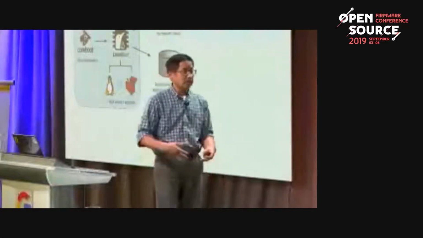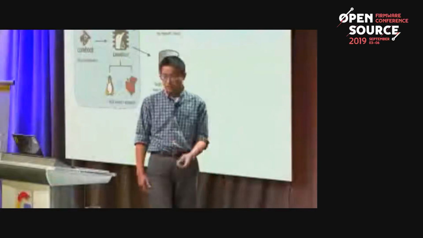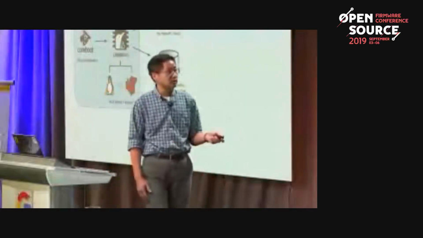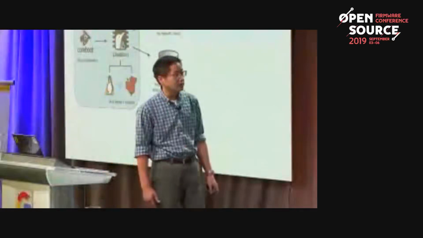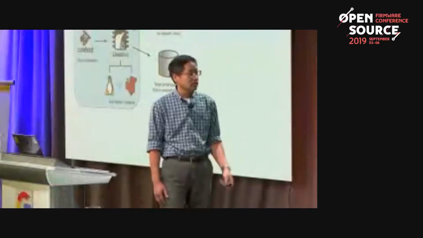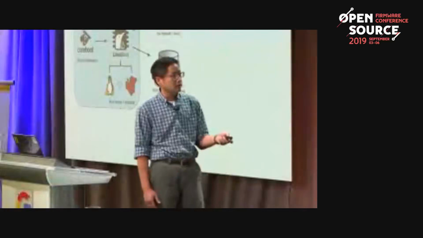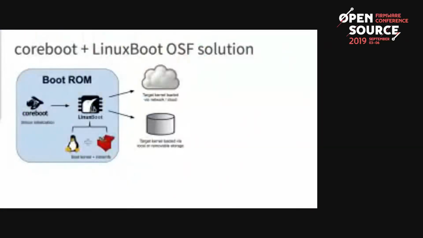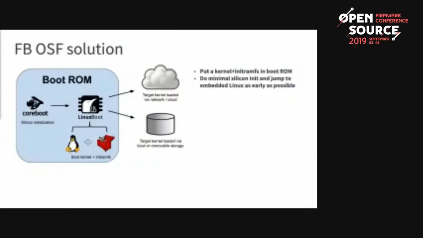So in the end, we chose this solution, where we use coreboot to do the silicon initialization. Then we put in an embedded Linux kernel. In the embedded Linux kernel, there's an initramfs with a bunch of user space tools, including bootloaders. And from that, we use that Linux to boot the target Linux. The embedded Linux kernel and the initramfs are on the boot flash together with the coreboot image.